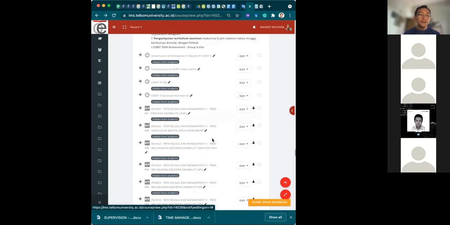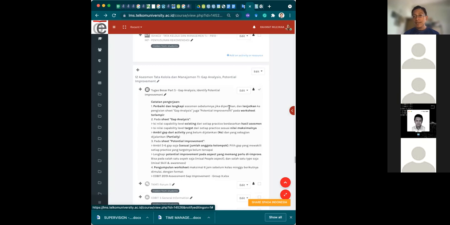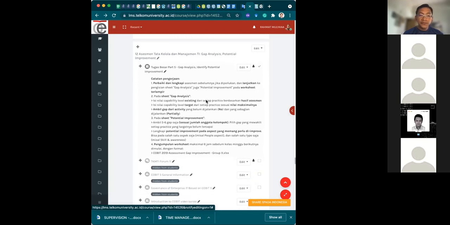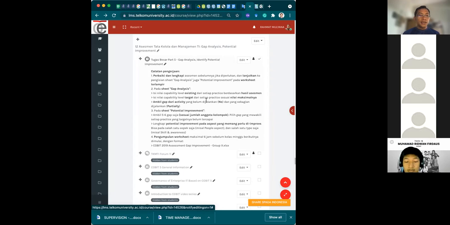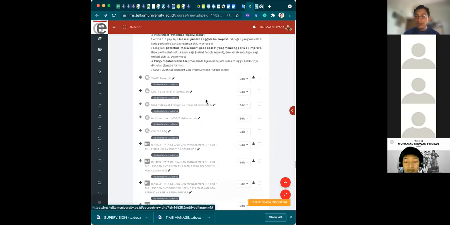Right. And then for the 12th, after you have assessed the capability maturity level for your case study, according to the design factors, you will have your own prioritized governance and management systems. And then you will have the fifth big task, which is to perform gap analysis. Okay, gap analysis, and then you need to identify the potential improvement according to the gap, right? So that's the fifth big task for each of your groups.